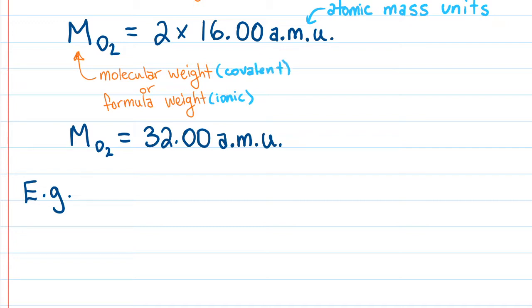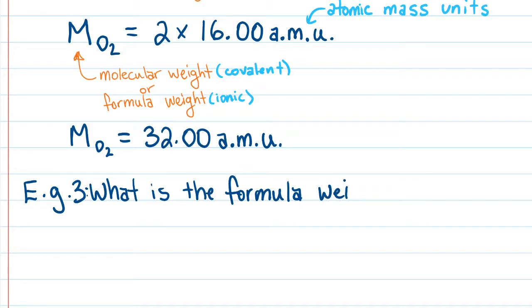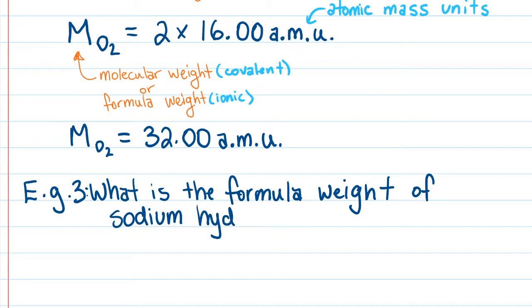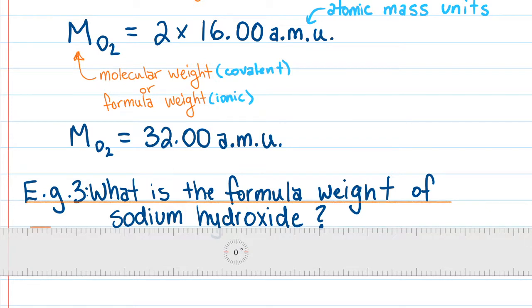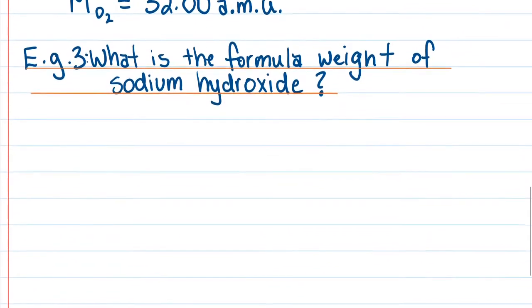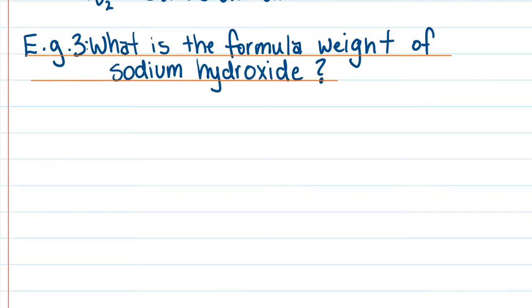So in this case, we're going to deal with an ionic compound. So I'm going to say, what is the formula weight, third thing I've labeled as an example. And we'll say the formula weight of sodium hydroxide. So pause this video for about 2 minutes and see if you can work that out, just like we did on the previous one with oxygen molecules, which are just made of 2 oxygen atoms. See if you can figure out the formula weight of sodium hydroxide. And when you're done, press play on the video. We'll make sure we're all on the same page and we're all correct.